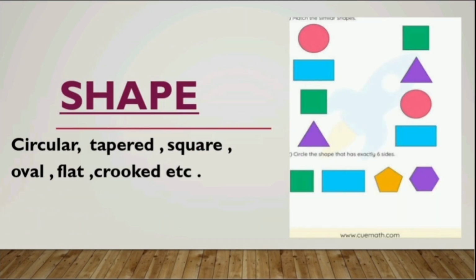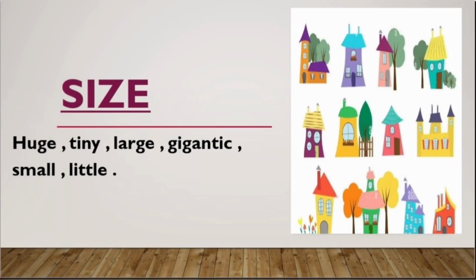A descriptive adjective or an adjective of quality describes features such as shape, size, color, taste, etc. So it could be a shape, like circular, tapered, square, oval, flat and crooked. Descriptive adjectives also describe different sizes such as huge, tiny, large, gigantic, small, little. So they also tell us about the size.